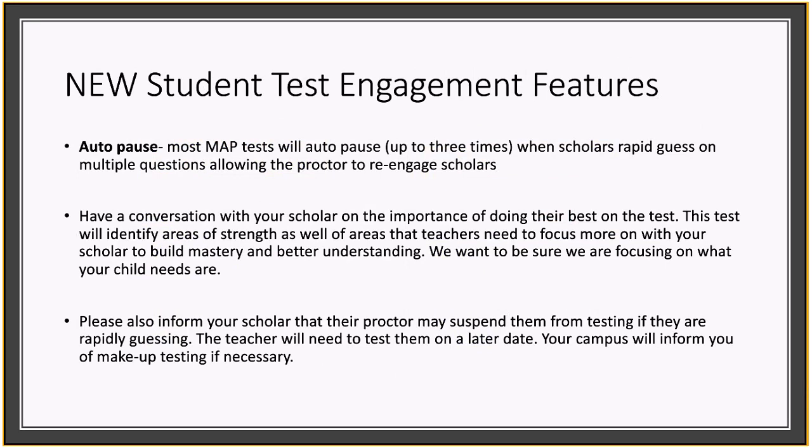If a scholar is rapidly guessing through the test, it will pause the scholar's test and will require an action on the teacher's part for the scholar to keep testing. It will show on the map screen of the proctor screen that the scholar has been paused because they are rapidly guessing. The proctor will have to resume their test when this happens and may ask the scholar to stop testing for the day and have them continue testing on a designated makeup date. Please have a conversation with your scholar prior to testing about rapid guessing and encourage them to do their best on their assessments.